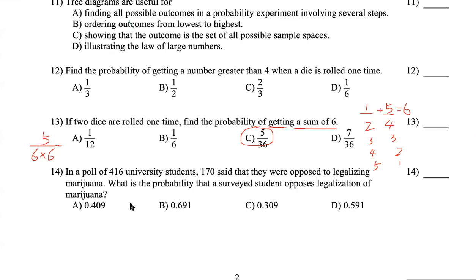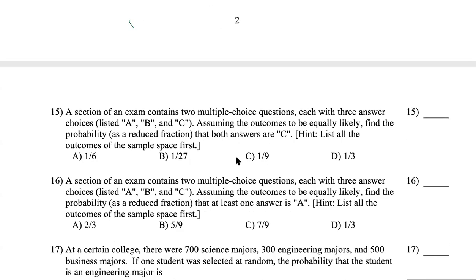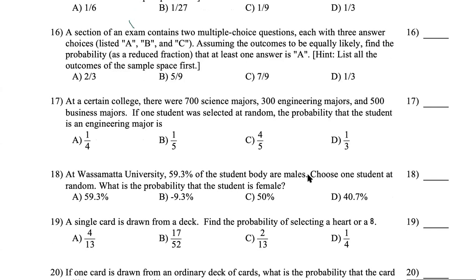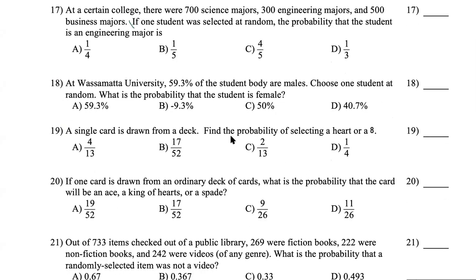Number 14, 416 students. 170 say they, that's easy. I'm not going over detail for that. There are certain questions I feel is interesting. Those ones not. All right, those are pretty straightforward. Not cover that.